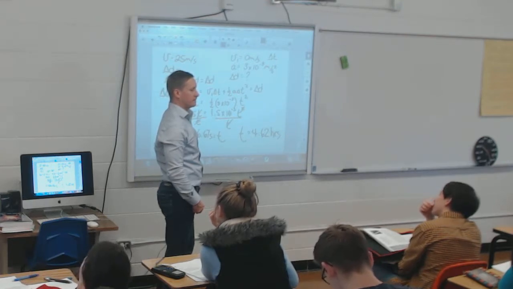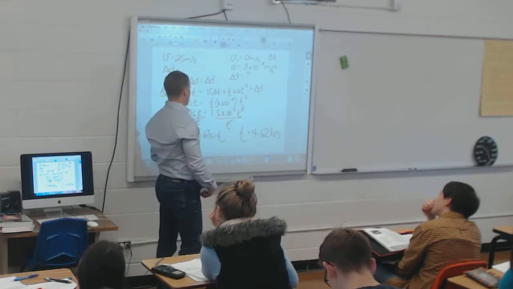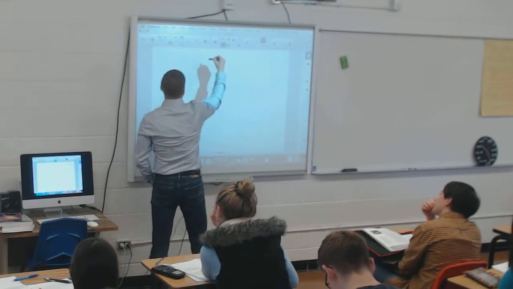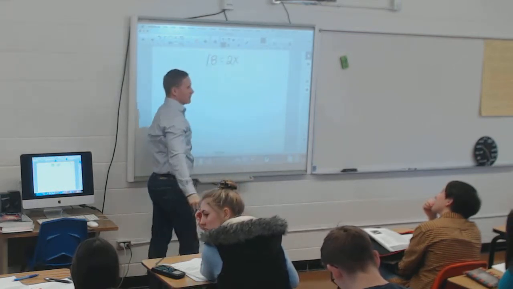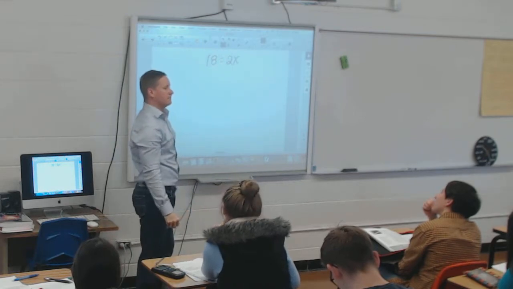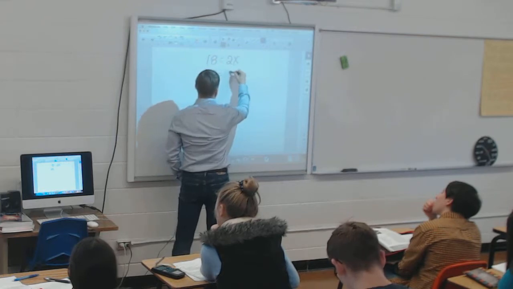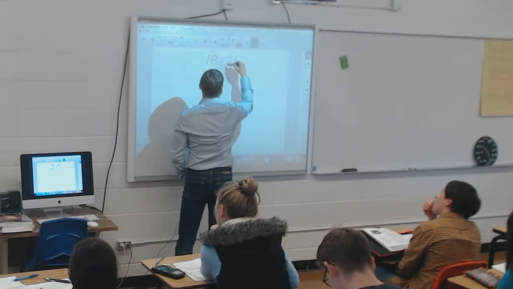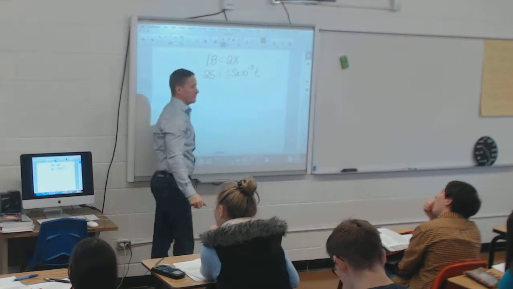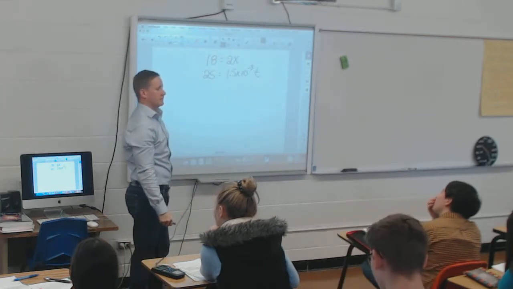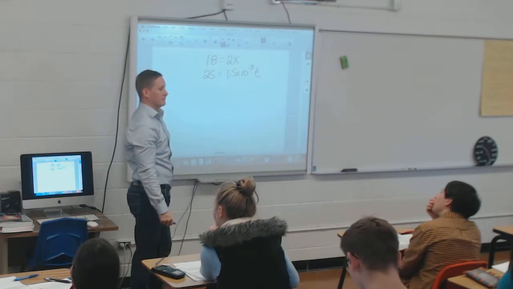And why do you divide by 1.5 times 10 to the negative 3, or maybe I'm getting it backwards? How do I solve for x? Divide by 2. How do I solve for t? Divide by 1.5 times 10 to the negative 3.